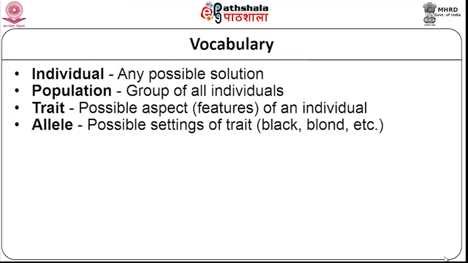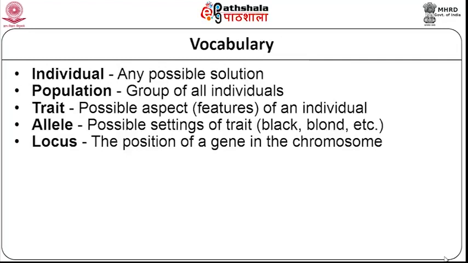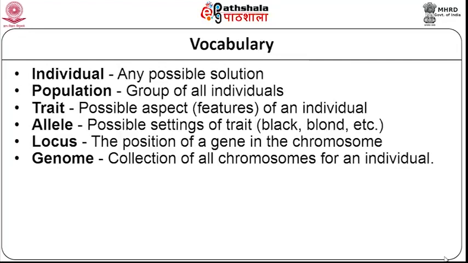For example, the trait could be color, and the allele, or the values that the color can take, could be black or blond. Or the trait could be income, and the allele could be the income range, such as less than 10,000, 10,000 to 20,000 and so on. And locus is the position of a gene in a chromosome. We will come to that later. Genome is a collection of chromosomes for an individual. So, an individual is represented as a genome, or a collection of chromosomes, and the position of a gene in a chromosome is called the locus.